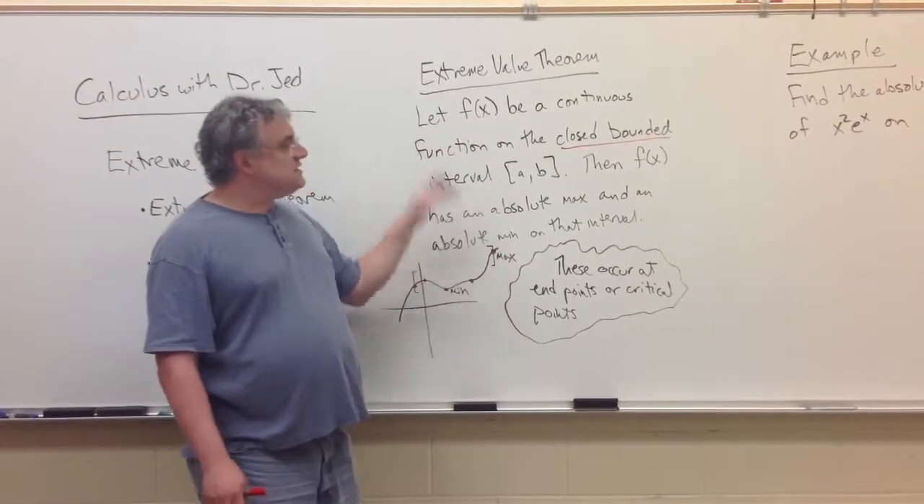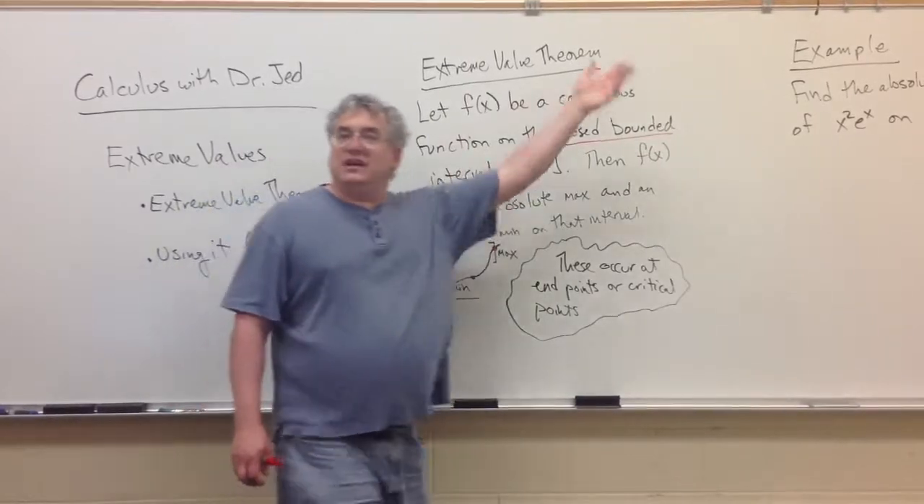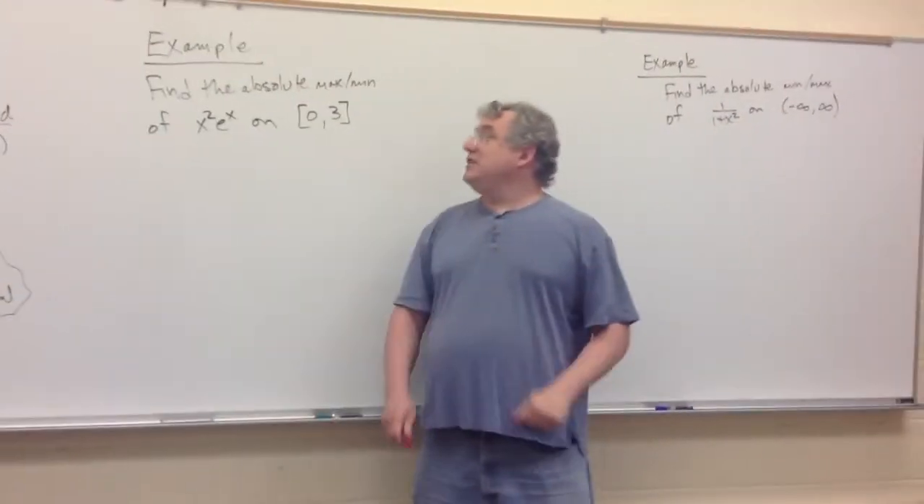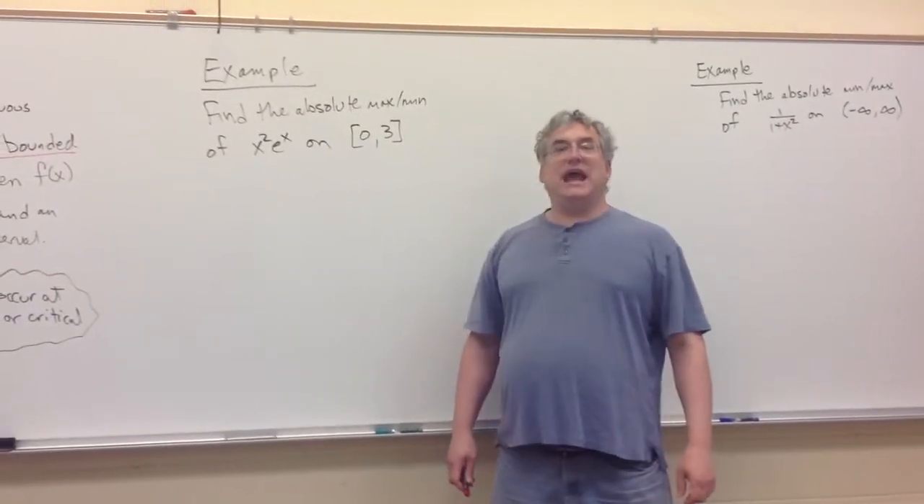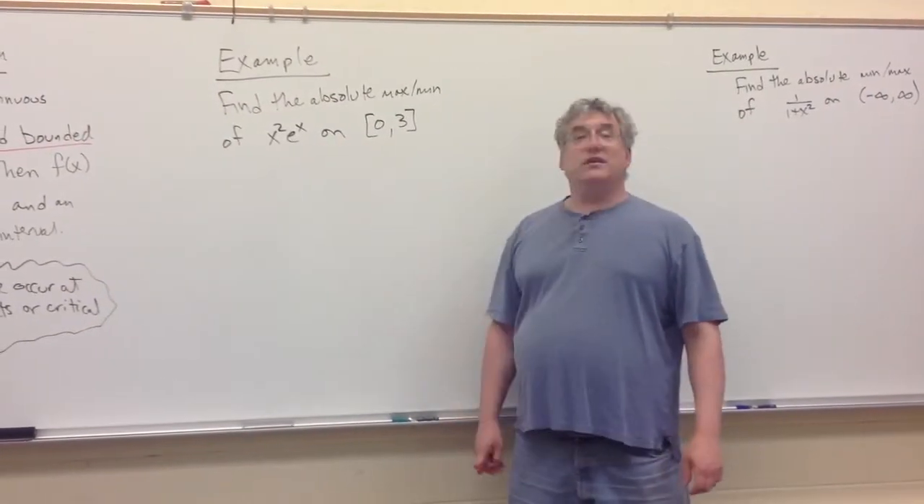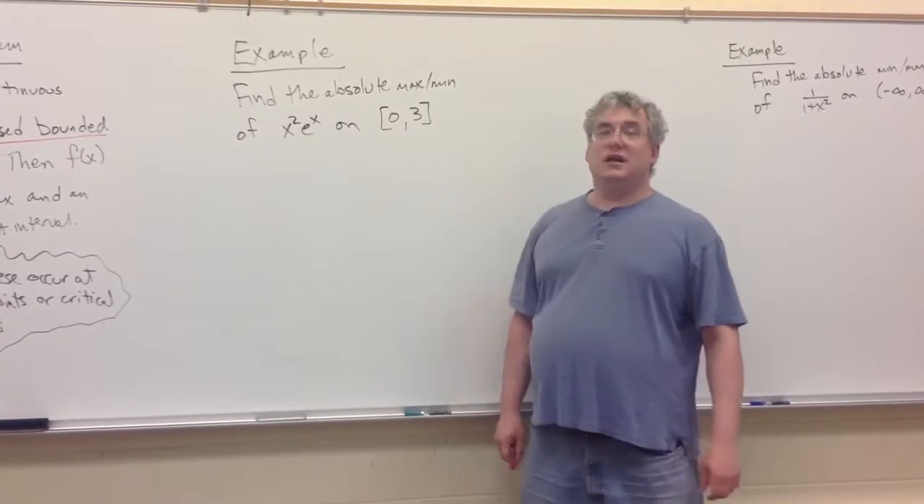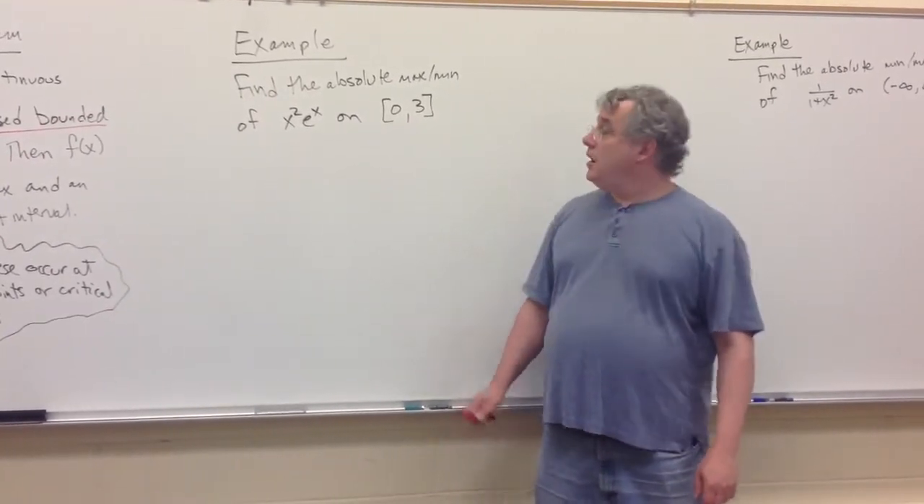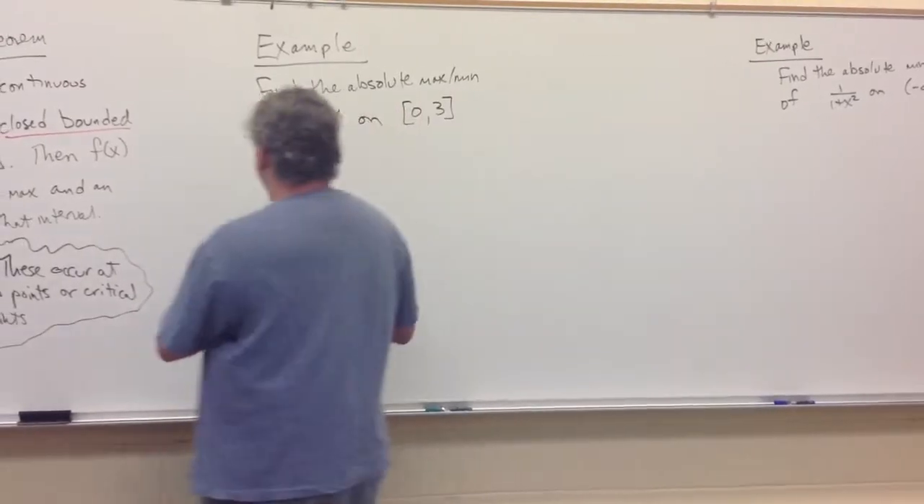If that didn't make much sense, it's okay. Let's do an example and it'll make more sense. Try it. Find the absolute min and absolute max of x squared e to the x on this interval. I'll give you a couple seconds to try it out. Okay, now, how do you do this?